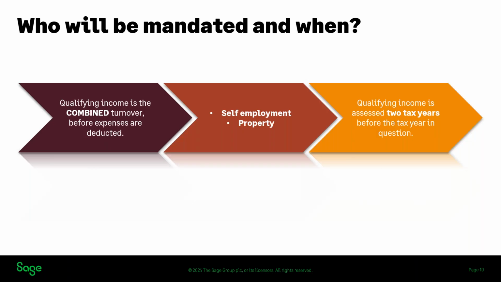So just a little recap, who and when. So it is the combined turnover of income before expenses. It is for self-employed and property, UK and foreign. And lastly, one key thing to mention, qualifying income is assessed 2 tax years before the tax year in question.